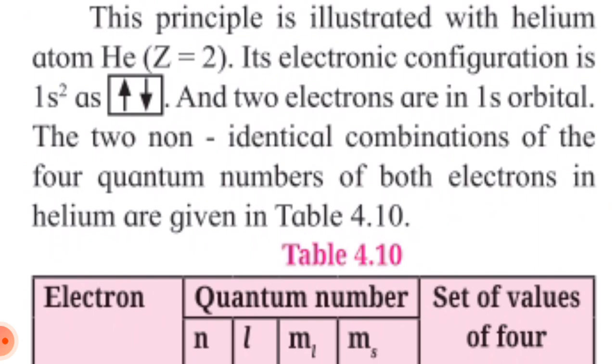This principle is illustrated with the helium atom, helium Z equal to 2. Its electronic configuration is 1s2, as two electrons are in the 1s orbital. The two non-identical combinations of four quantum numbers of both electrons in helium are given in 4.10.